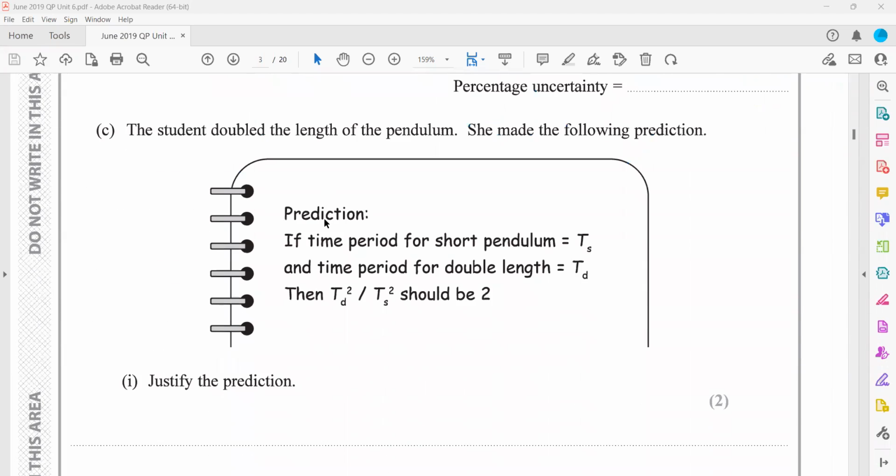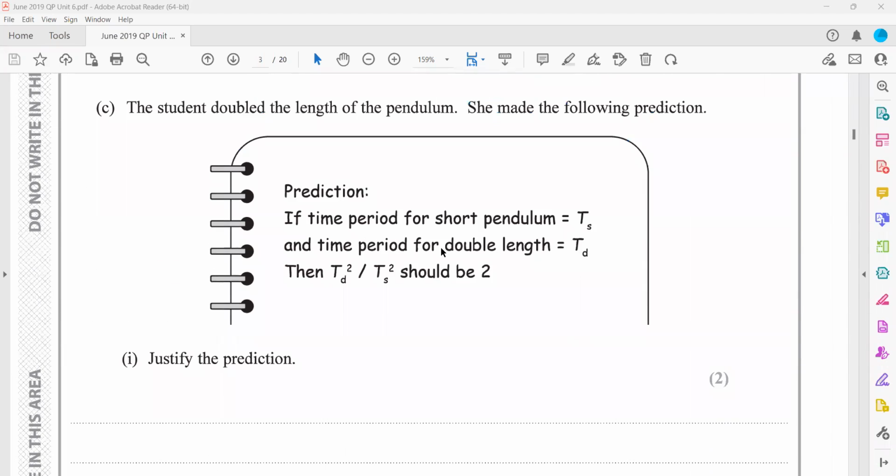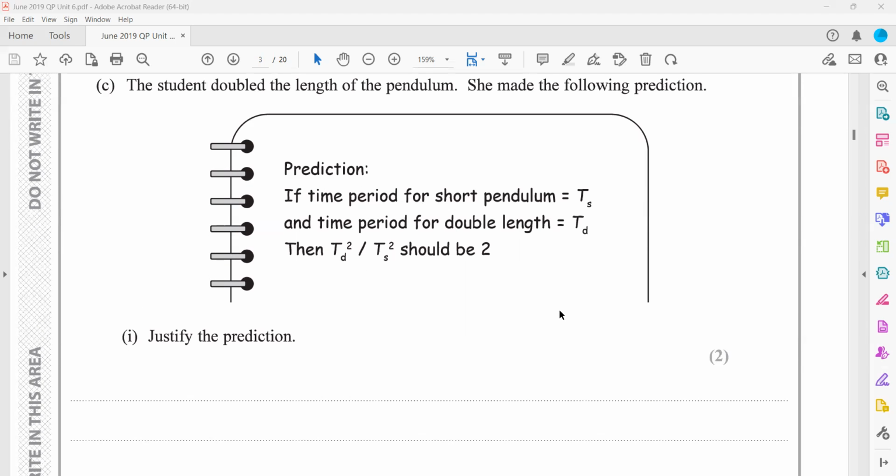The next one: the student doubled the length of a pendulum. She made the following prediction. If the time period for the short pendulum is Ts and the time period for double length is Td, then Td square over Ts square should be equal to 2. Justify this prediction. So you have to use the first relation here. We have the formula T equals 2 pi root L over g.